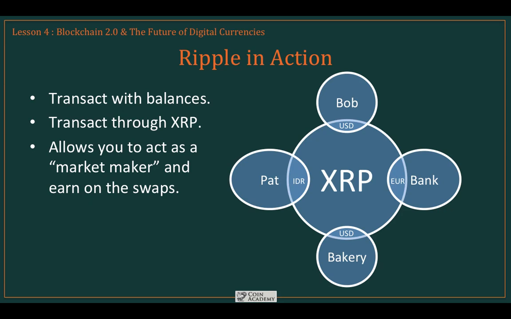These people may also have other currencies in their wallet. They may have XRP. They may not have XRP. It doesn't matter. They're in the system. They can use whatever currency or commodity they prefer.